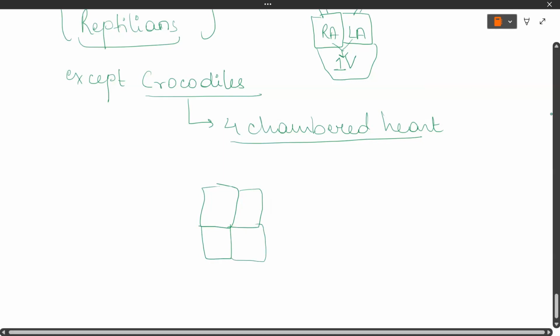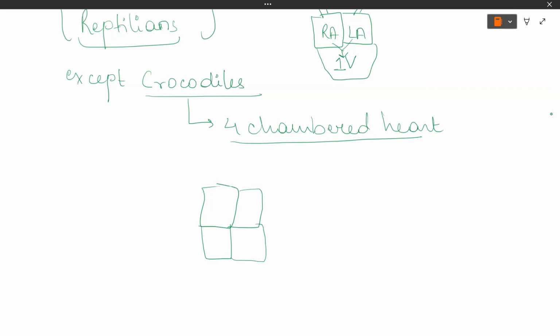Can you explain double circulation to me? Ma'am, blood transport twice. Is it like that? Yes, you're right. Double signifies that the blood is transported twice, or you can say it is circulated twice. So here you have double circulation. Now let us see how the blood is circulated twice.